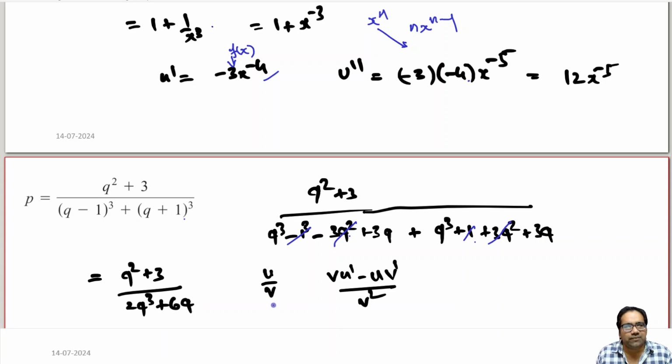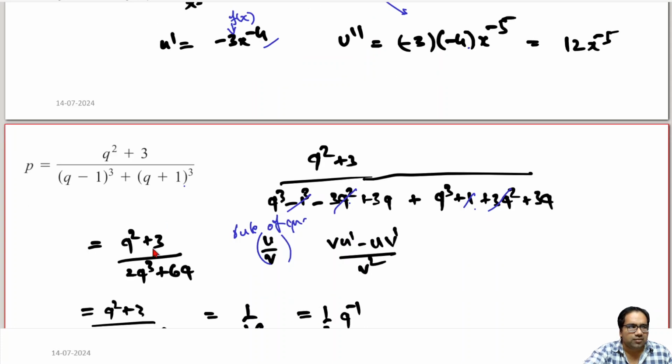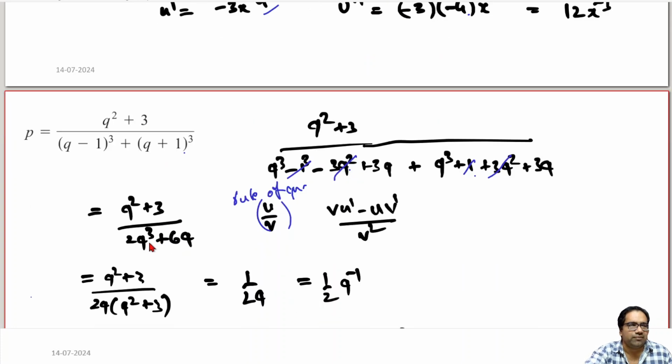Or shall we use u by v, the rule of quotients? Okay. So the rule of quotient is this: (v u prime minus u v prime) by v square, right? Or we can still simplify this, right? We have q square plus 3 in the denominator also.